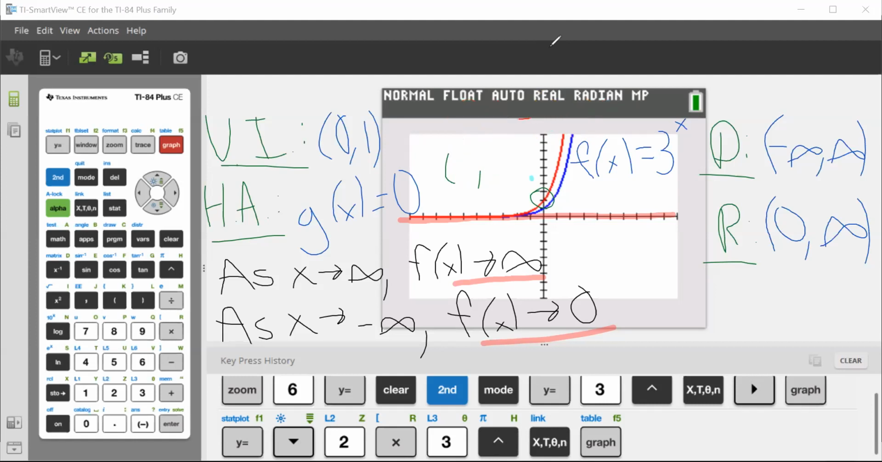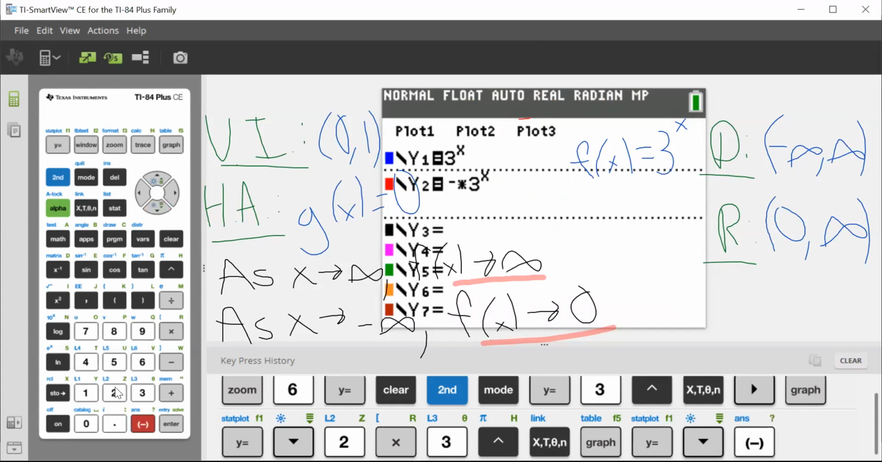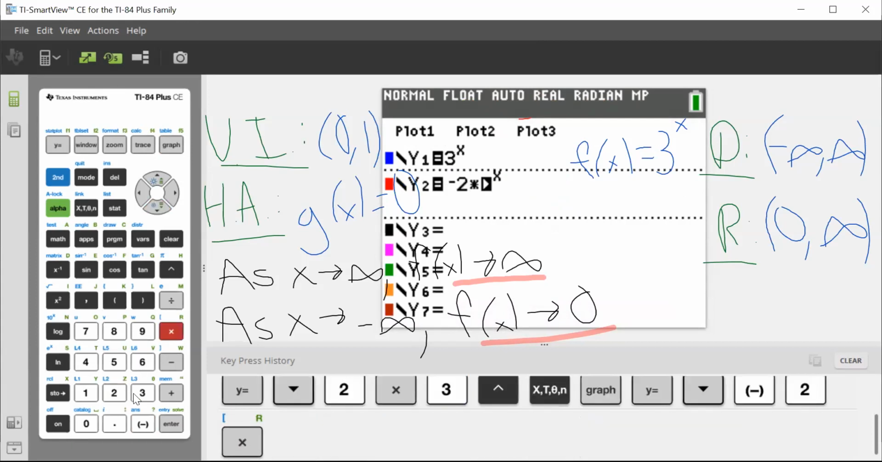All right, let's look at another variation on an exponential function. In this case now we're going to make this negative 2 times 3 to the x.